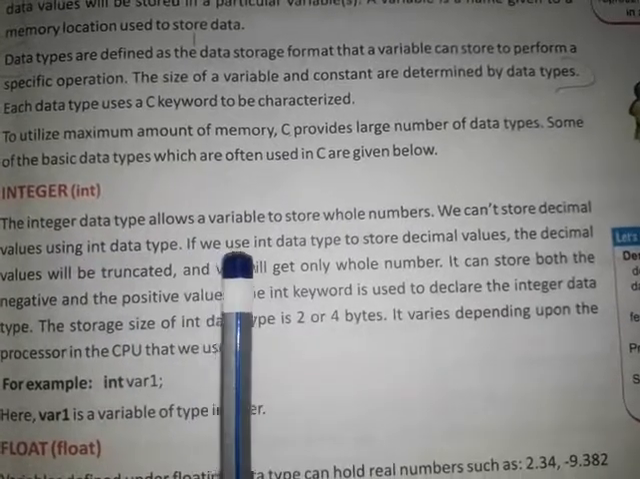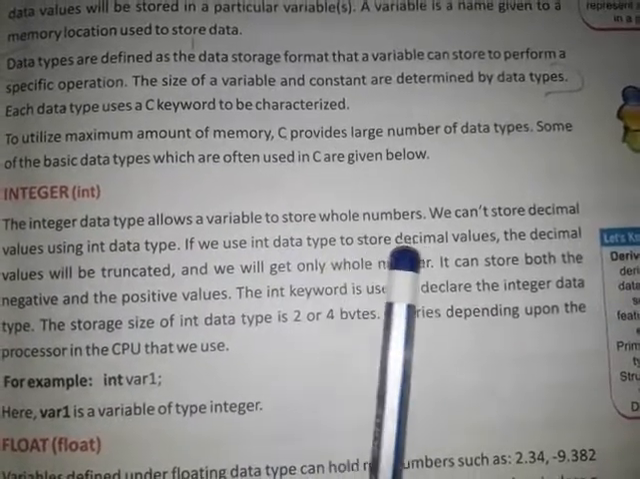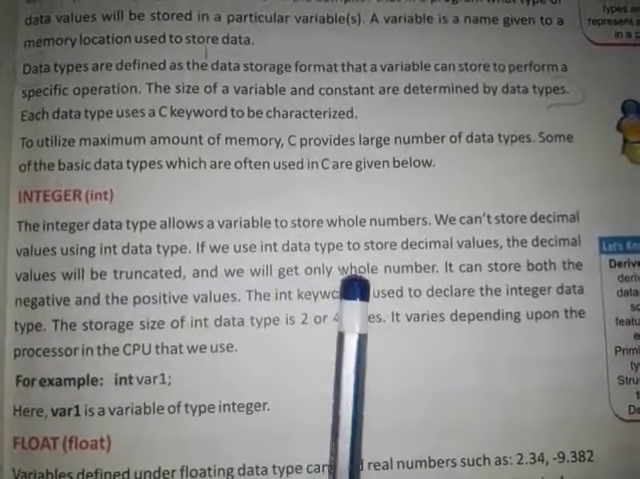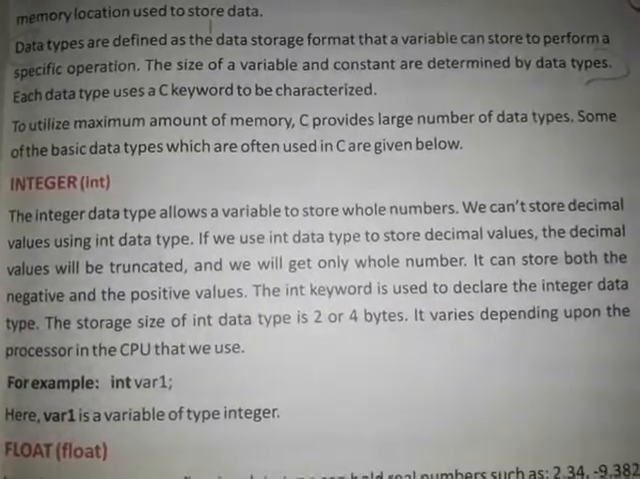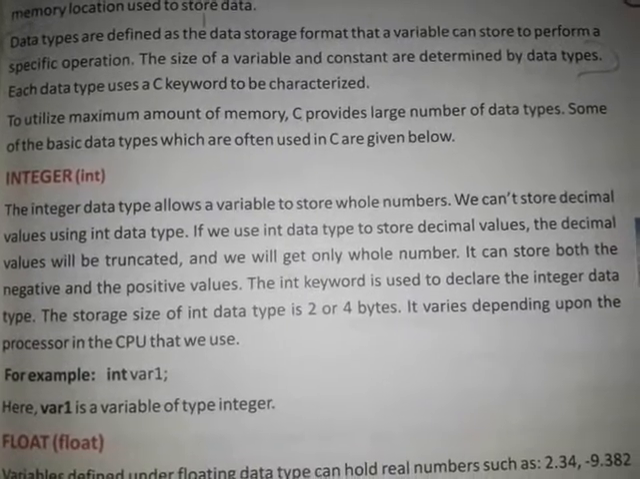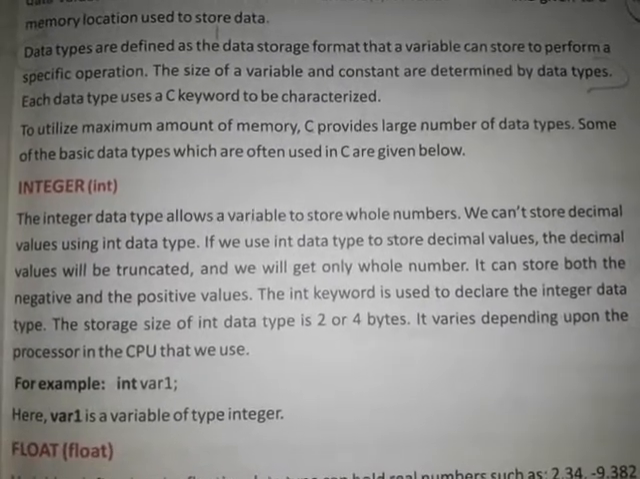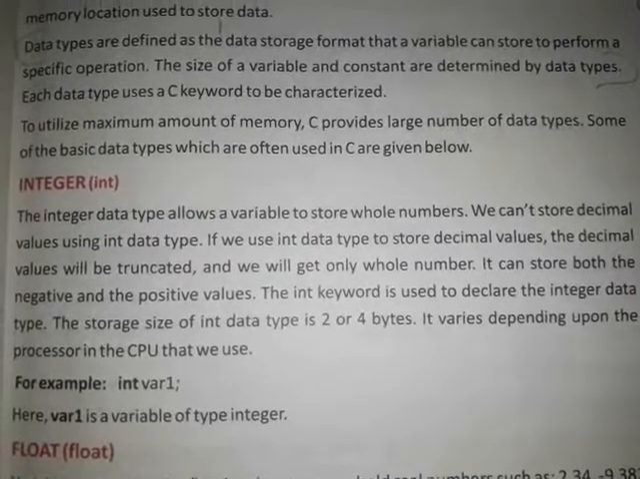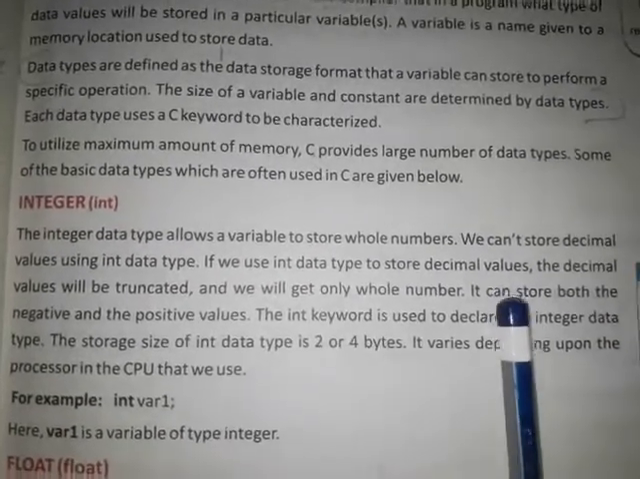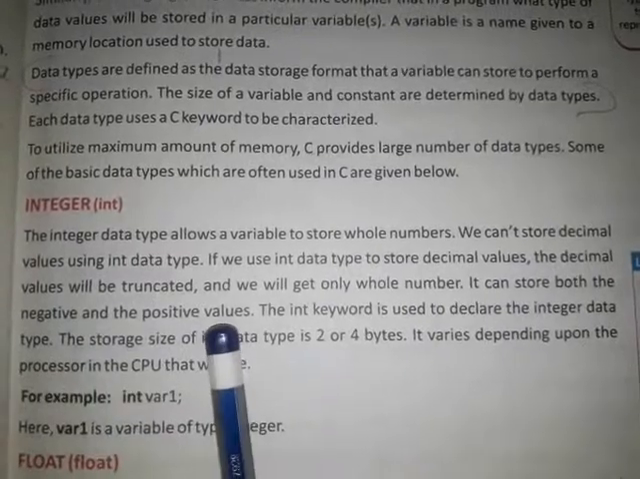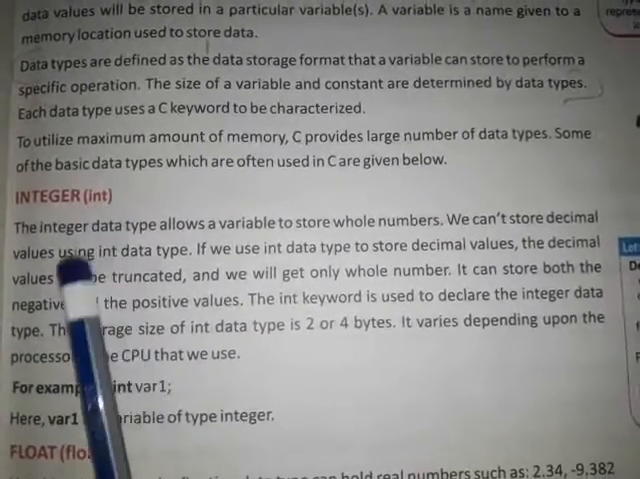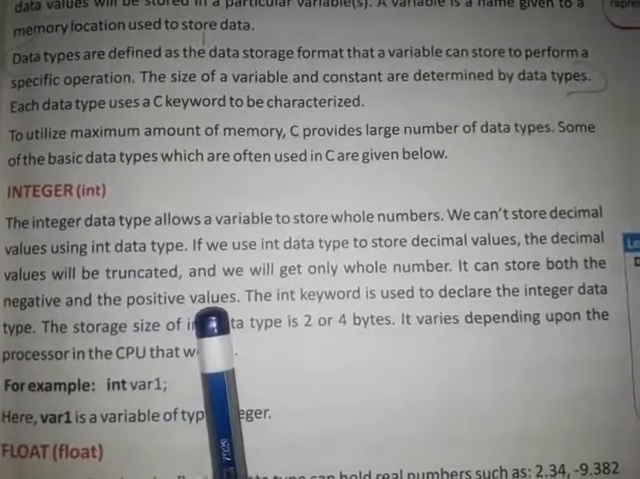If we use the int data type to store decimal values, the decimal value will be truncated and we will get only the whole number. If you store a decimal value in the int data type, then the decimal portion will be truncated. It will be removed and only the whole number will be stored in the variable. It can store both negative and positive values. This integer is capable of storing both negative as well as positive values.